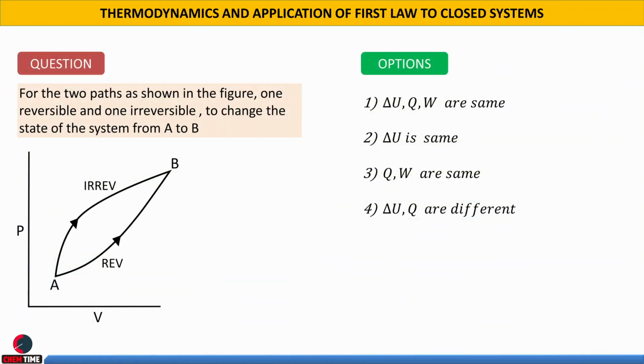The next problem, this is given at IIT, and this problem says one is a reversible process and one is an irreversible process from A to B, and this is shown on a PV diagram. For this process, there are four options given. The first option: delta U, Q, W are the same. The second option: delta U is the same. The third option: Q and W are the same. The fourth option: delta Q are different. We request all the viewers to mention the correct answer in the comment section.